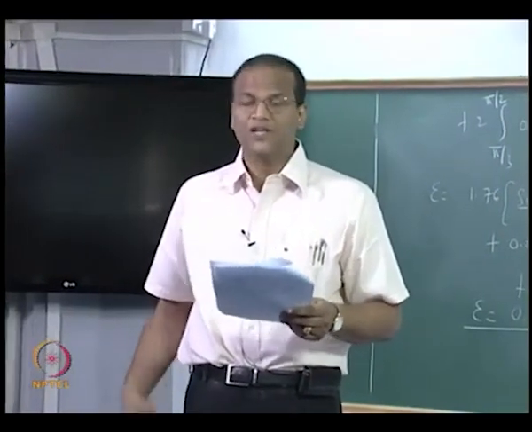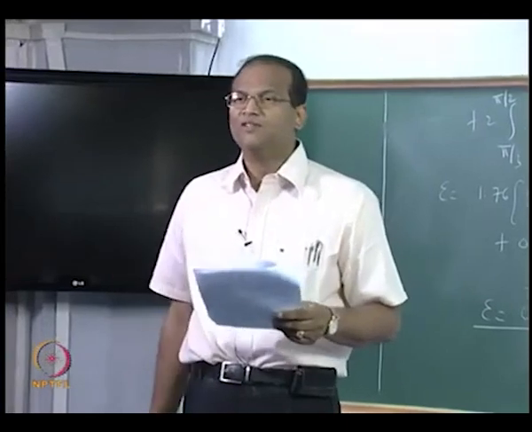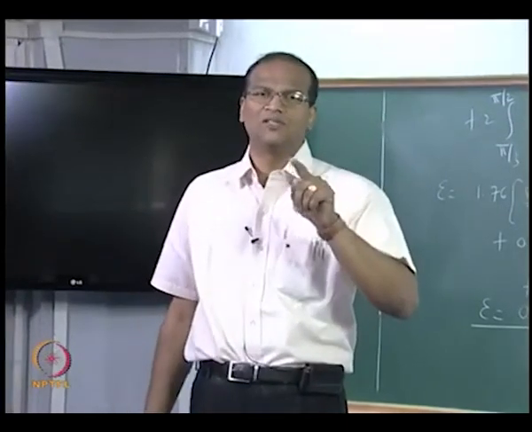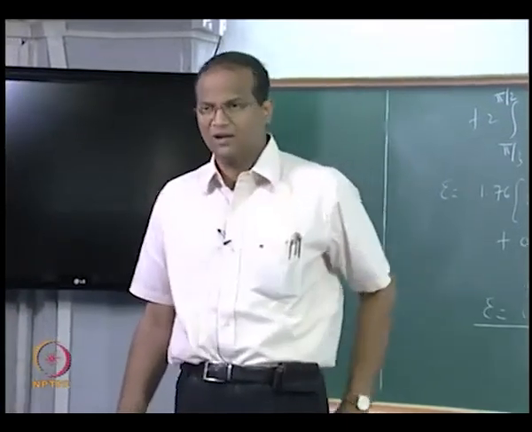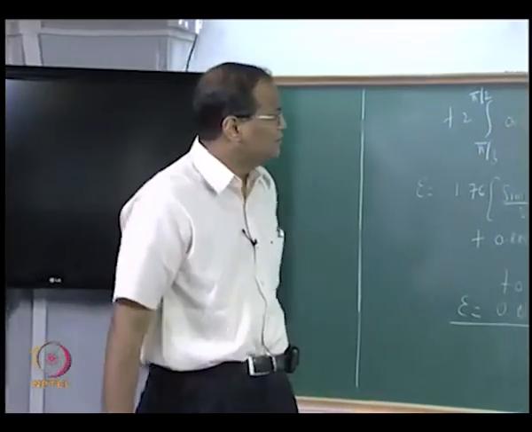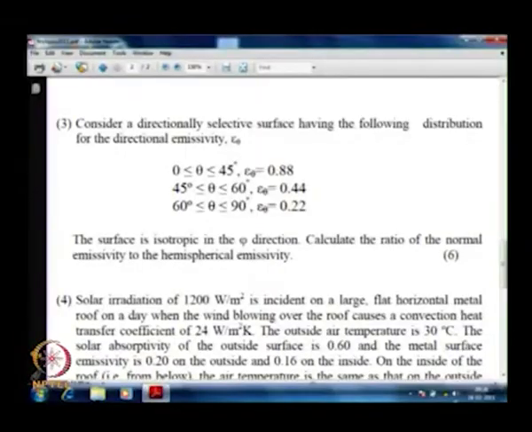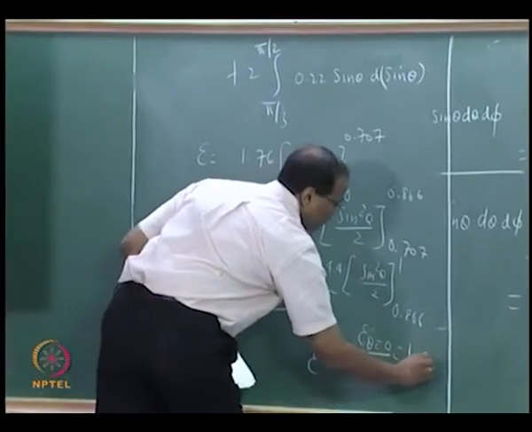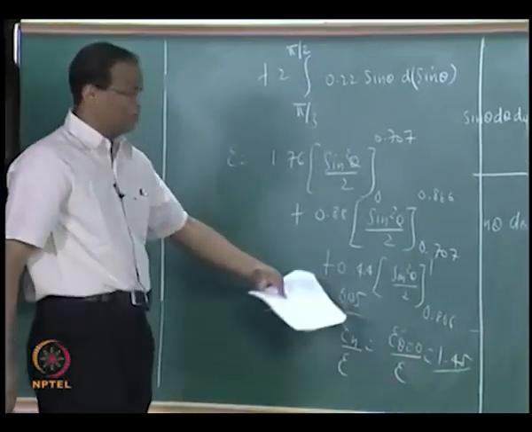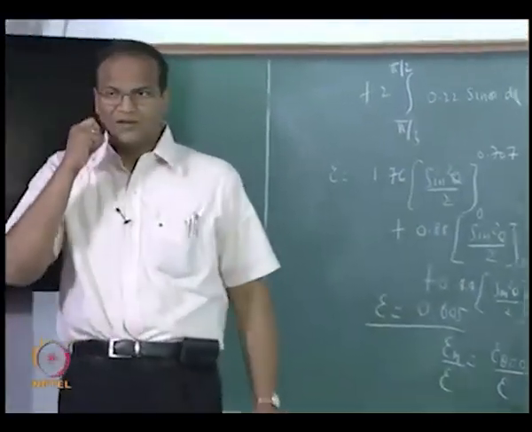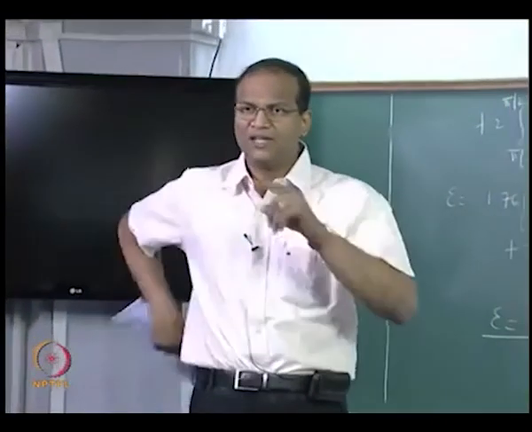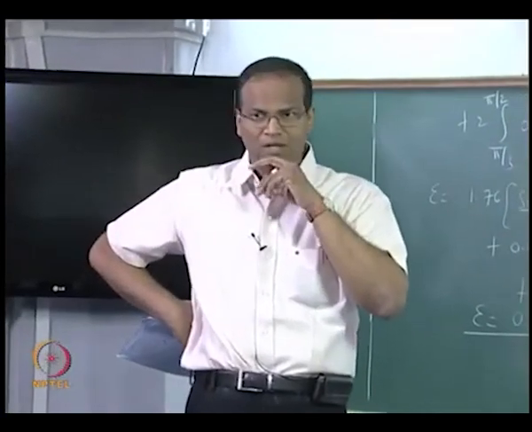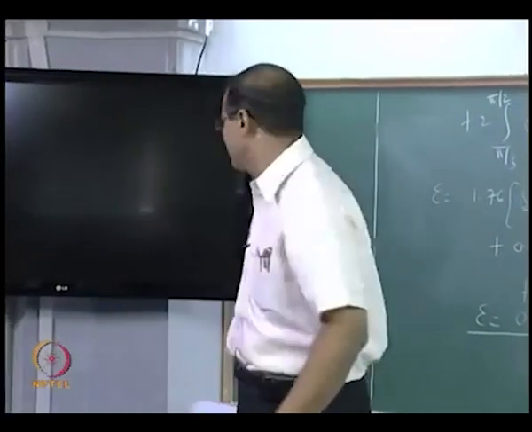Now I asked you the ratio of the normal emissivity. Normal emissivity is cos of 0, that is 1. Okay, so that is the highest, that is 0.88, right. So ratio is epsilon... (1.45). Okay, so 5 marks for this one and 1 mark for this. Okay, so many of you have got it right, but basically some of you have missed that factor of 2.